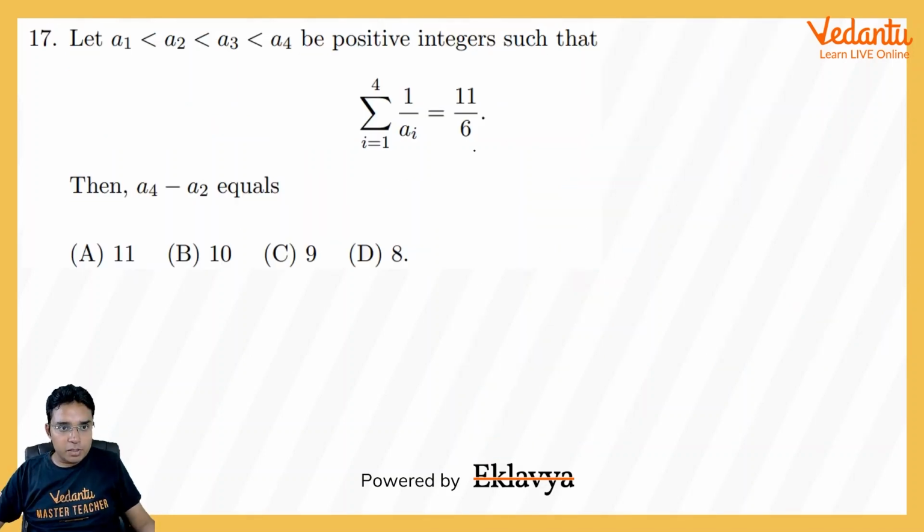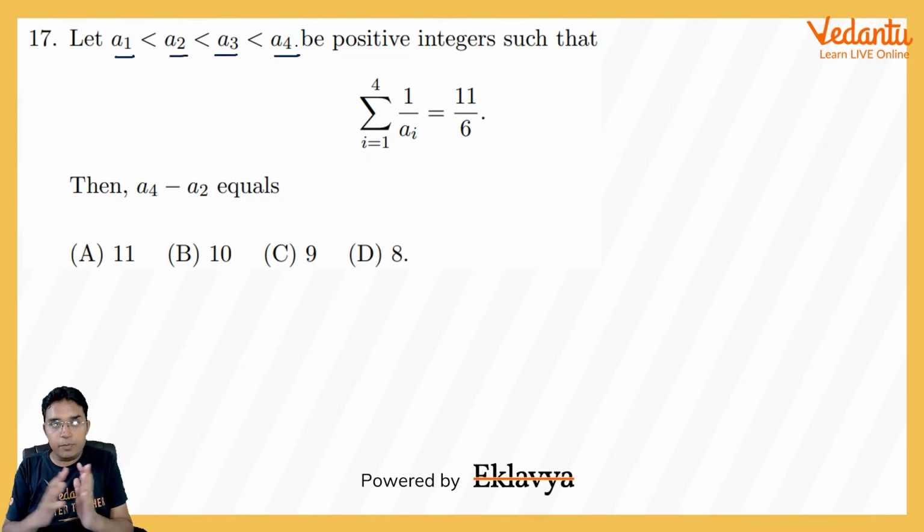Now coming to question number 17, which says let A1 less than A2 less than A3 less than A4 be positive integers such that the summation of 1 upon Ai, i from 1 to 4, is equal to 11 by 6. Then A4 minus A2 equals. Now please listen carefully. Here, if I increase the values of A1, A2, A3, A4, the reciprocals of them will become lesser. So if I increase A1, A2, A3, A4 beyond a certain value, their sum may not be equal to 11 by 6.